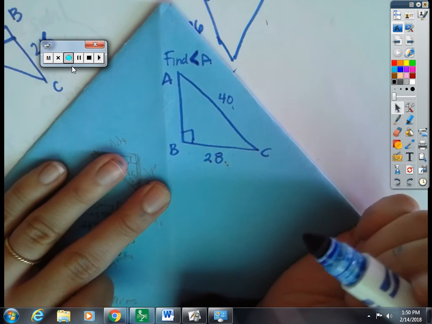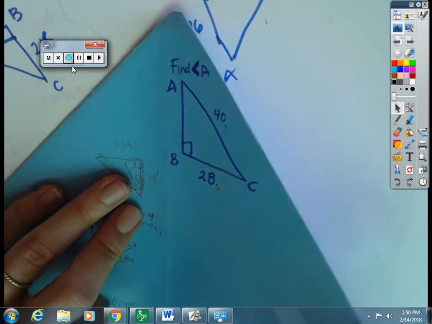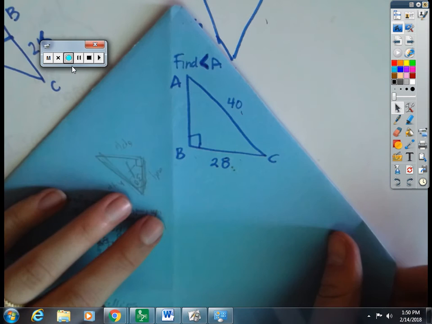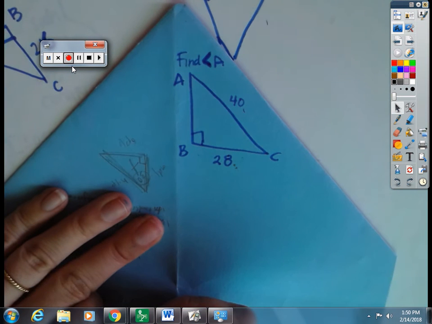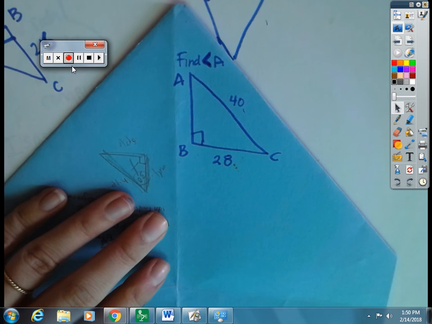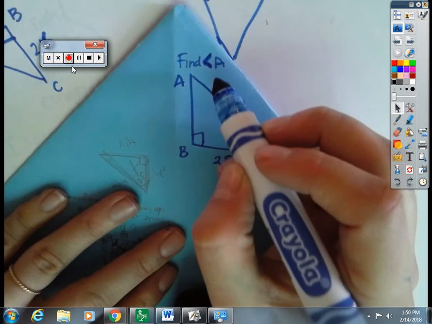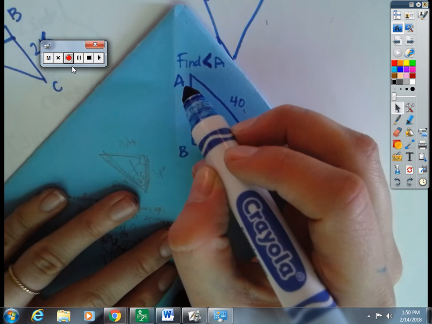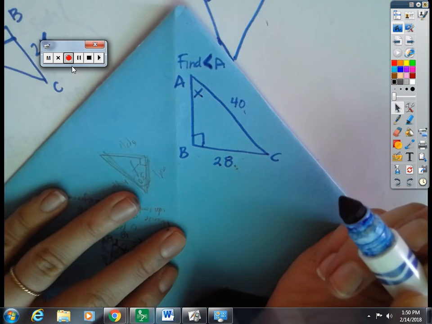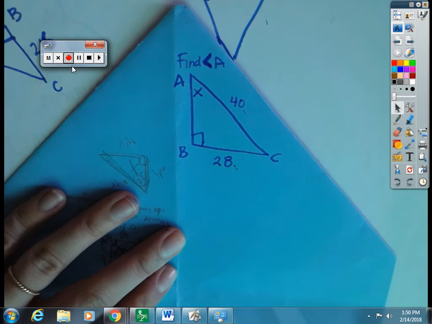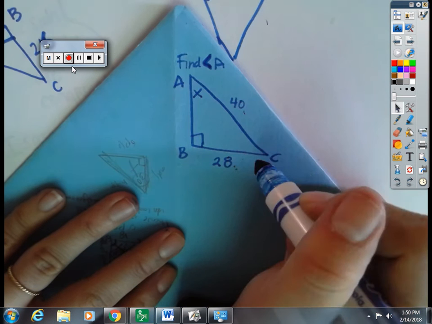So we've got to do our first step. Can you give me the first step? What are you supposed to do first? Label the shape of the box. X goes first. We're looking for A. A is an angle, so it goes inside, not outside. If they told you B, you'd put it by B. If they told you C, you'd put it by C.